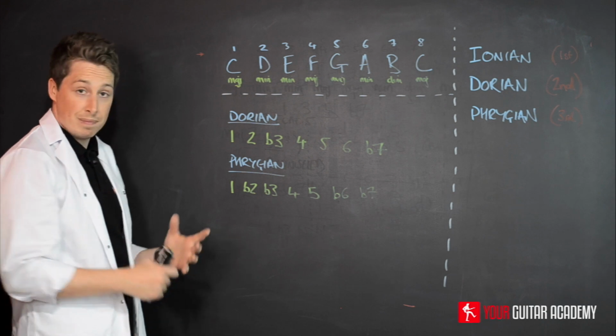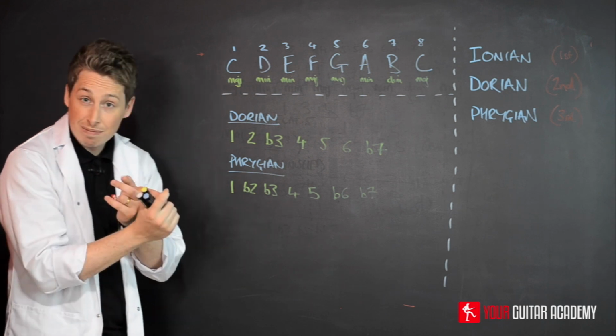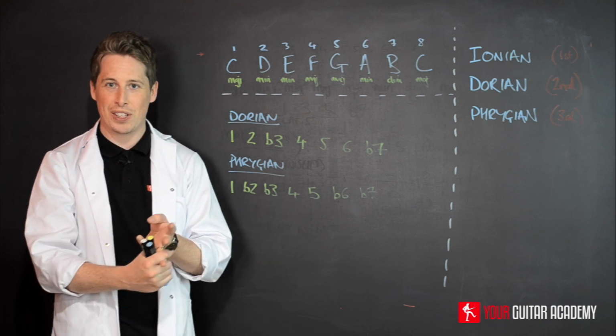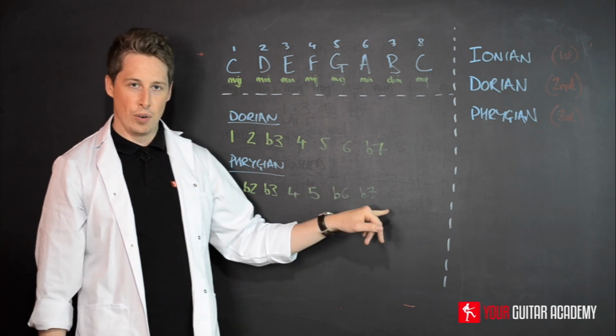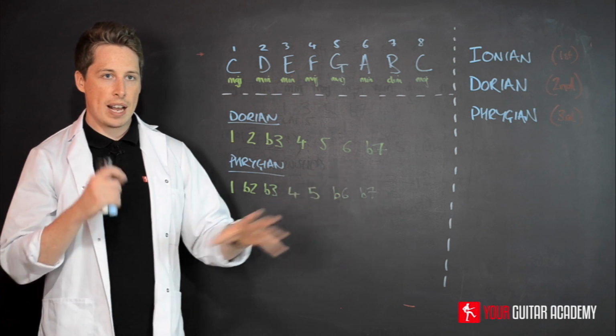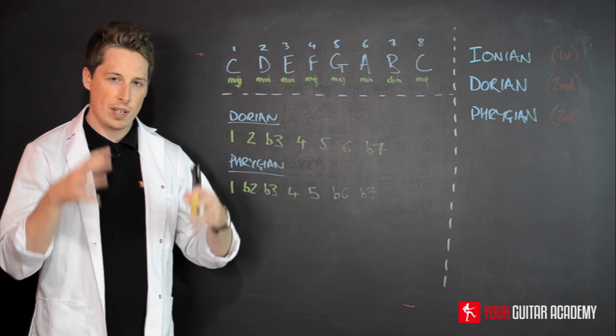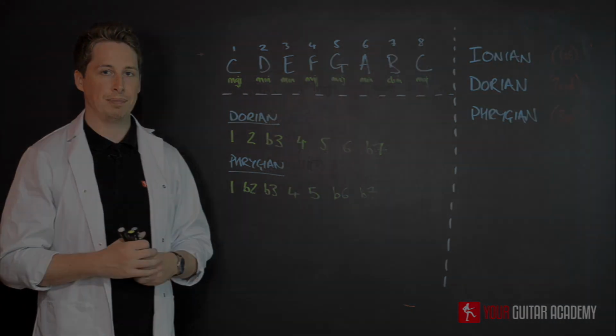So, Phrygian, it's a minor, okay? It's got a crazy name. It's the third degree of the major scale, and this is the formula for it. Okay, so try and get all of that information into your head, and we'll carry on with one more mode in this section next time.